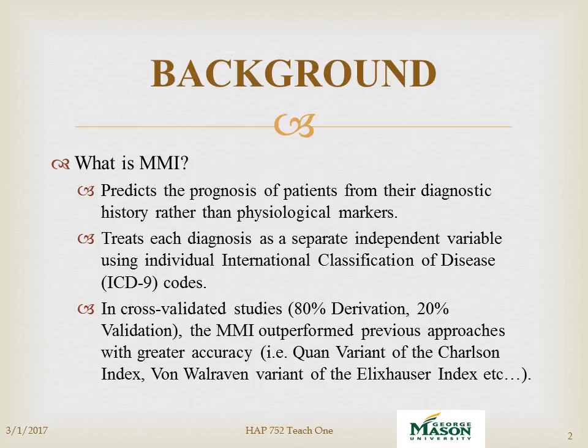This method is cross-validated, using 80% of the data for training and 20% for validation. It has been shown to outperform previous approaches with greater accuracy, for instance, the Quan variant of the Charlson index or the van Walraven variant of the Elixhauser index.